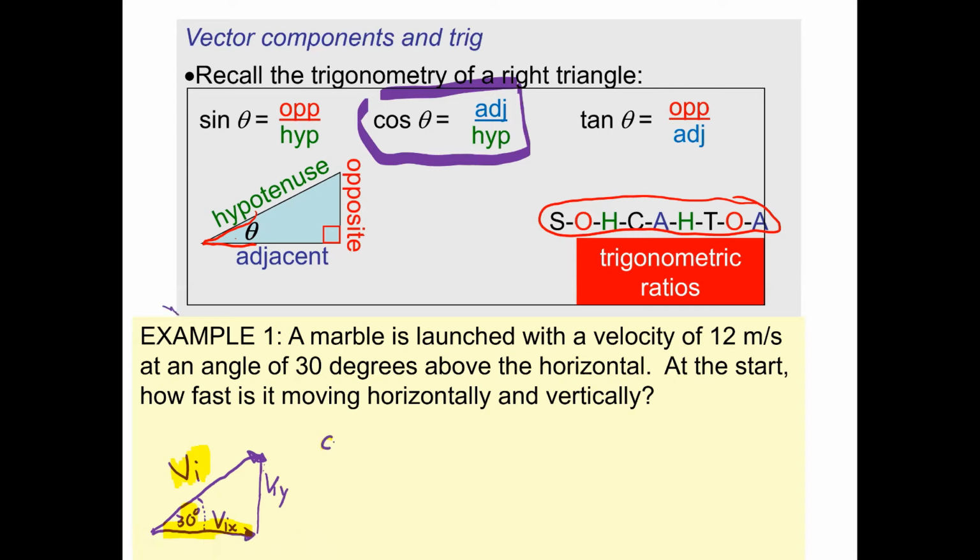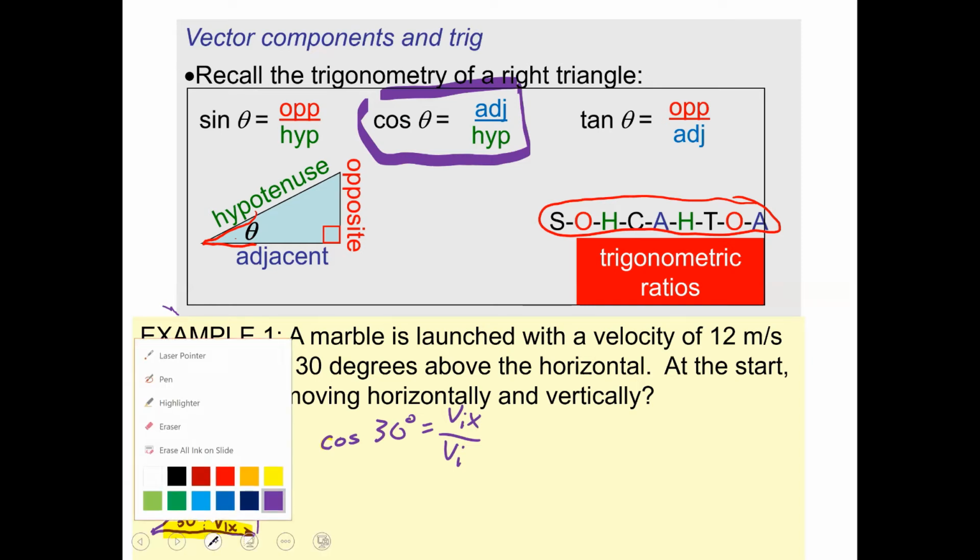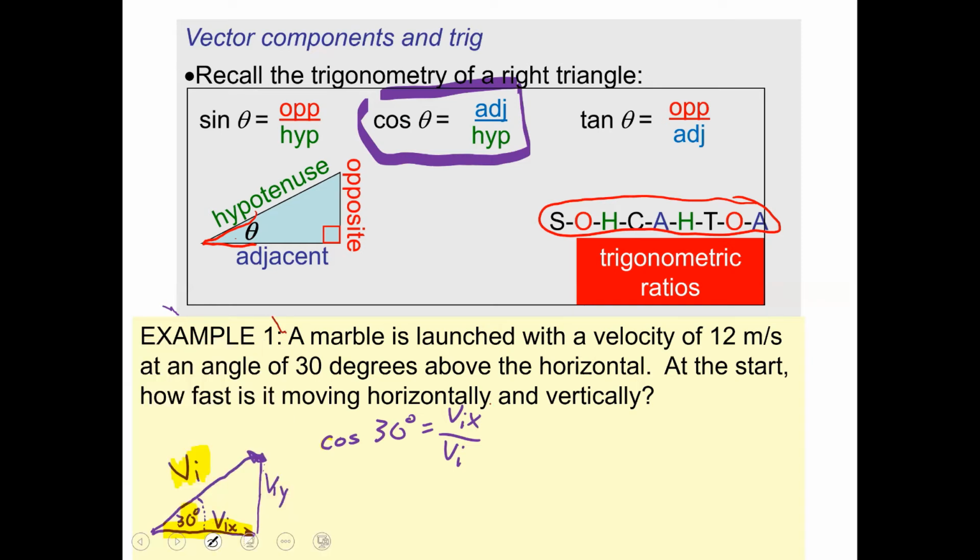Okay. The cosine of 30 degrees is adjacent, being in this case v sub ix, divided by the hypotenuse, which is v sub I. Okay, now what can I do? I just want to solve for v sub ix. So to do that, I'm going to multiply both sides of the equation by what's on the denominator, which is v sub I. And when I do that, these cancel.